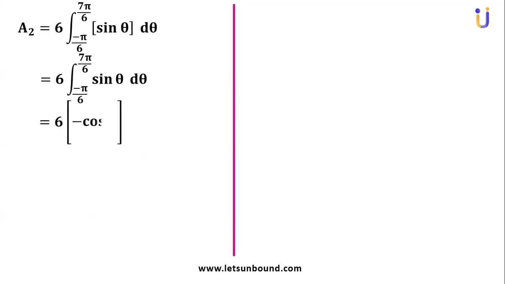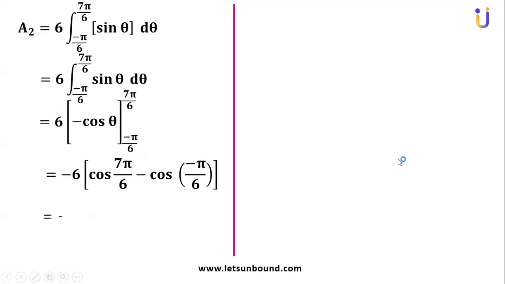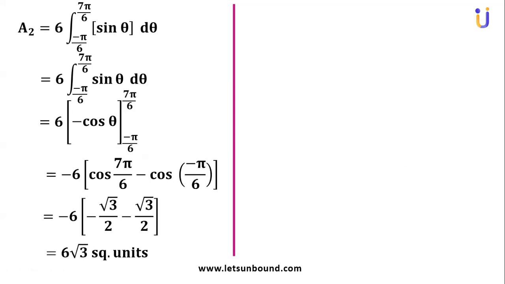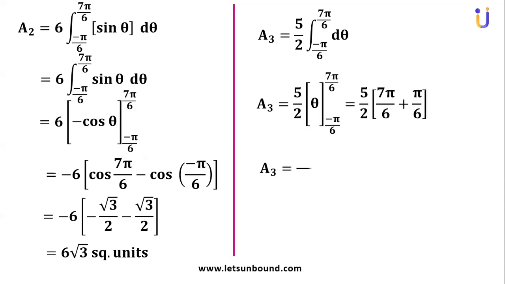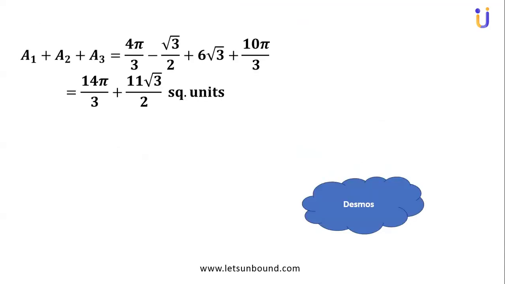Now the second part, 6 sine theta. It's a very simple one. Sine theta integrates to negative cos, and you apply the limits and get something like this, which is 6 root 3 square units. Now, the third area is this, 5 by 2 d theta. It's the simplest ever, I will say. So this gives us 10 pi by 3 square units. Now we combine everything and you get 14 pi by 3 plus 11 root 3 by 2 square units.